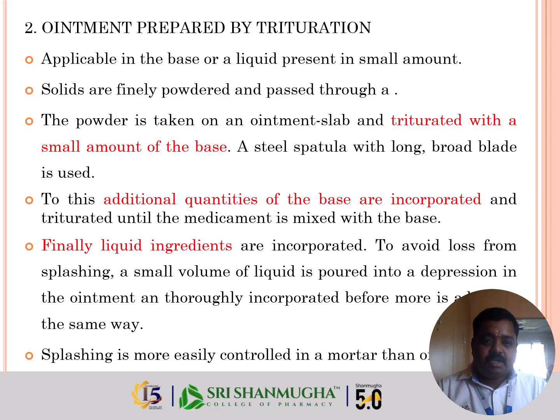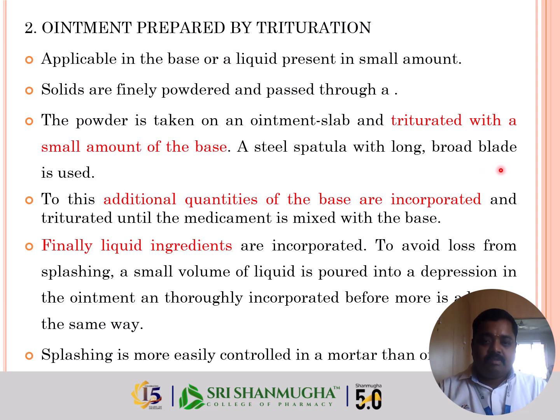So today, as a continuation, we are going to discuss the second method of ointment preparation, that is called trituration. It is applicable when the bases or liquids are present in a small amount. Solids are finely powdered and passed through a sieve. The powder is taken on an ointment slab and triturated with a small amount of the base.